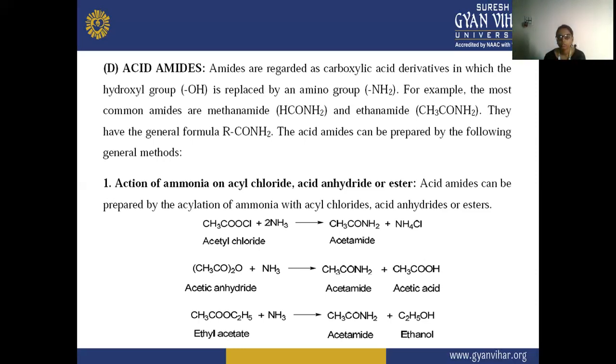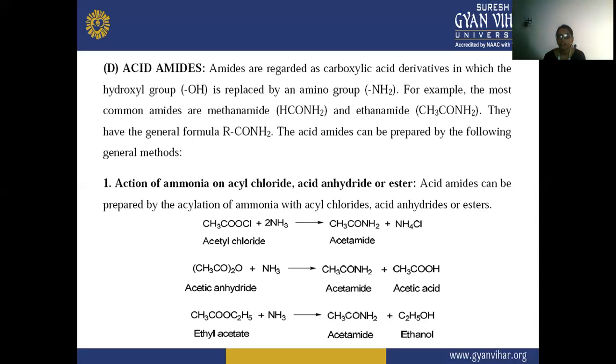Some of the methods are given here. From these methods, the acid amides can be prepared, and these general methods are very useful for the preparation of acid amides. So the first method is the action of ammonia on acyl chloride, acid anhydride, or esters.